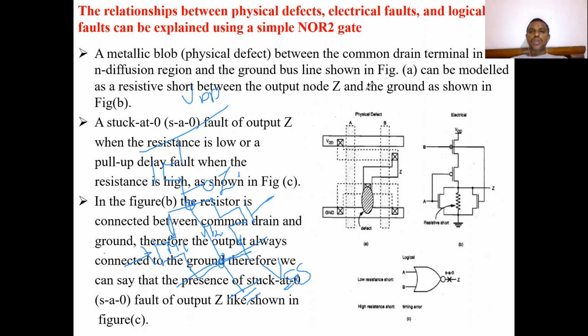Here you can observe clearly, this is the layout diagram of our NOR gate. Here, how you can draw the layout diagram: these two are in series, these two are in series, and at the same time these two are in parallel. This NMOS and NMOS are parallel, and this PMOS and PMOS will be connected in series.